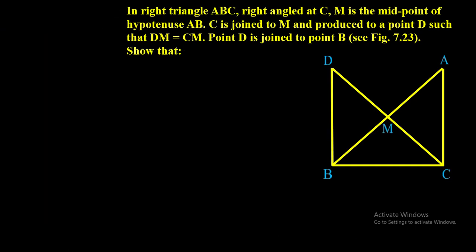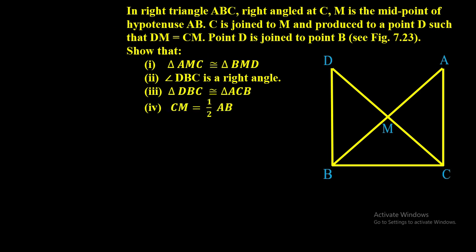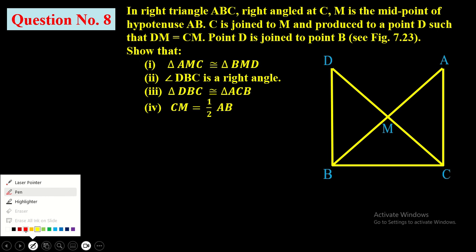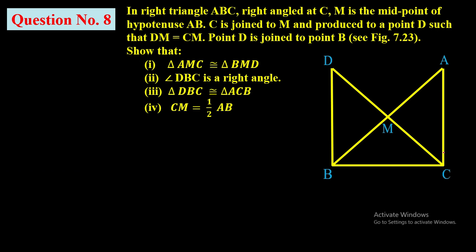Now we have one more question, and that's question number 8. It is said in this question number 8 that in right triangle ABC, it is given that triangle ABC is a right angled triangle, right angled at C. That means it's given that angle ACB is equal to 90 degrees. M is midpoint of hypotenuse, that is AM is equal to MB.